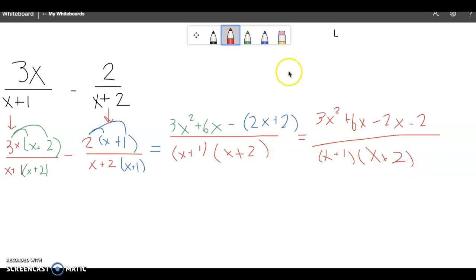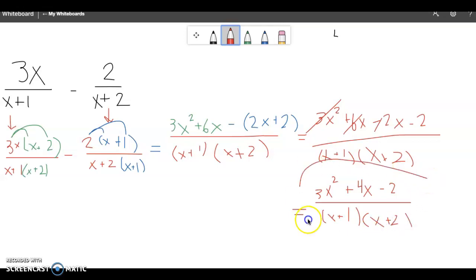Wow, my handwriting got sloppy. And then go ahead and combine like terms. There's no x squared other than 3x squared, so that remains. Then I have 2 x's in the middle. I have positive 6x minus 2x, so that's 4x. And then I'm left with the constant of negative 2 all over x plus 1 times x plus 2. And you're done once I finish writing this all out. There you go.